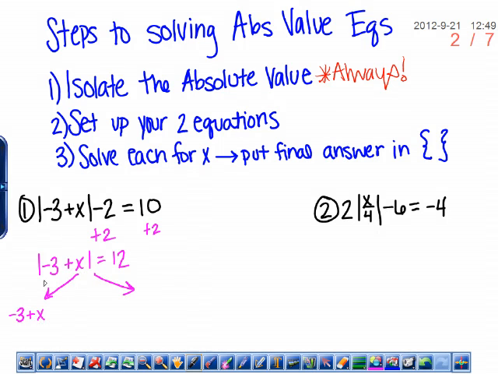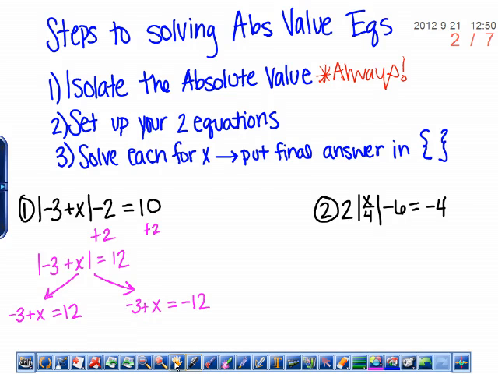Yes, this is isolating the absolute value. Nothing can be added or subtracted from it or multiplied by it. So I'm going to say negative 3 plus x equals 12 and negative 3 plus x equals negative 12. I set the inside equal to the positive value and the inside equal to the negative value. Questions on that step?